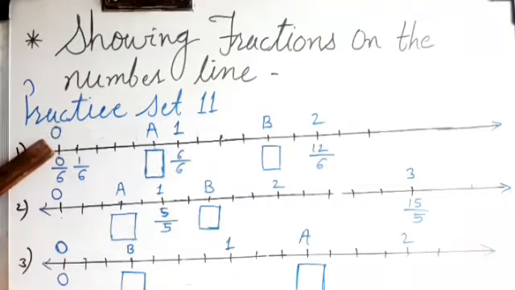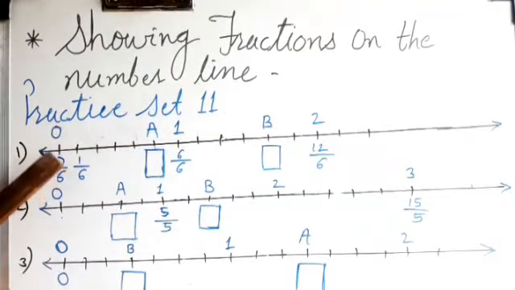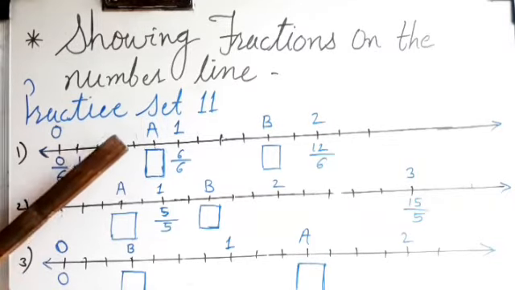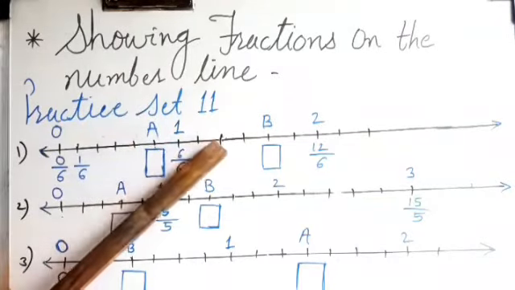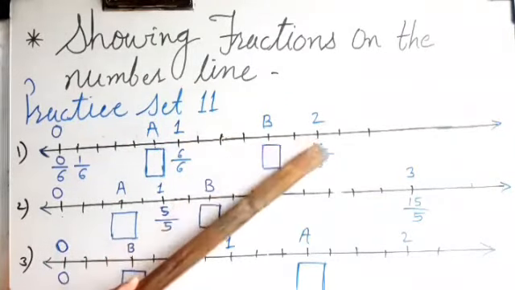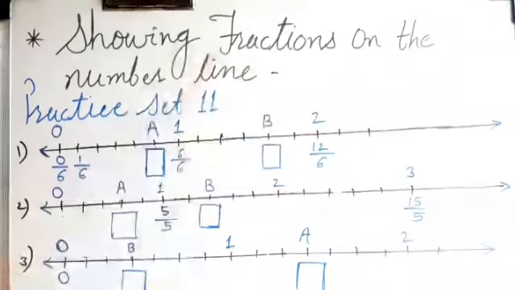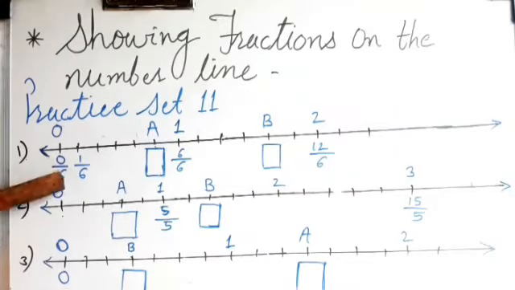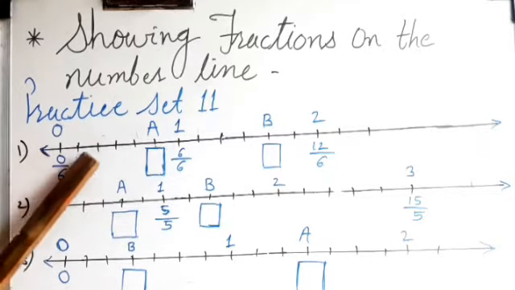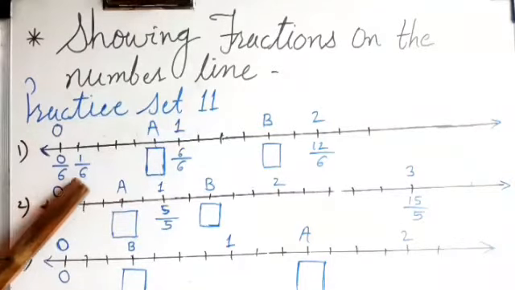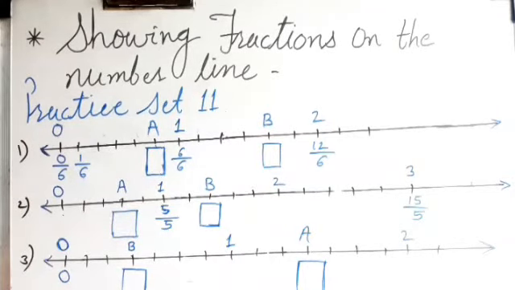Means what? From 0 to 1, how many lines must be there? 6 lines. So see, 1, 2, 3, 4, 5, 6. On the 6th line, 1 is there. Again 1, 2, 3, 4, 5, 6. On the next 6th line, 2 is there. You can continue like this. Now some fractions they have shown. The first fraction is 0 upon 6, and I had told you to just go on increasing the numerators by 1 and the denominators must be the same.